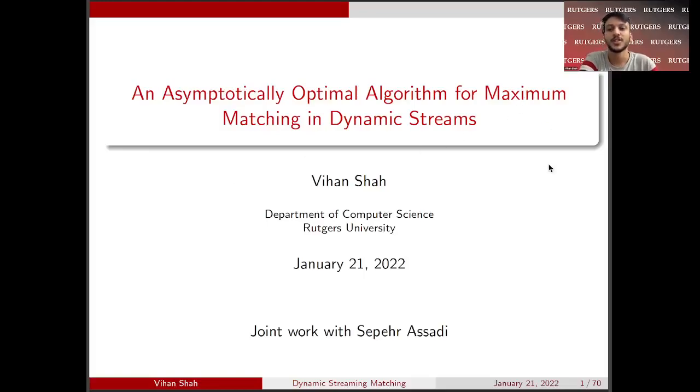Hey everyone, so today I'll be talking about an asymptotically optimal algorithm for maximum matching in dynamic streams. This is joint work with Sepehr Assadi at Rutgers University.